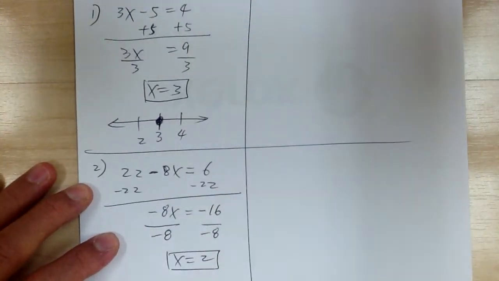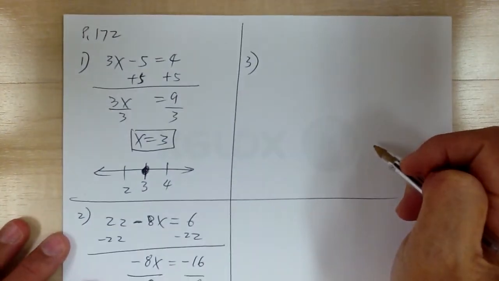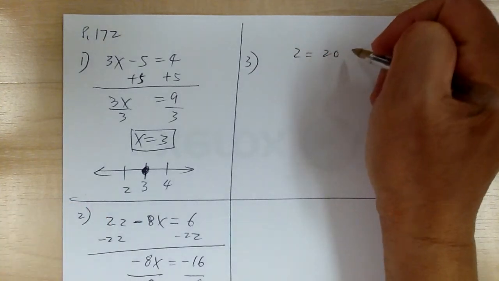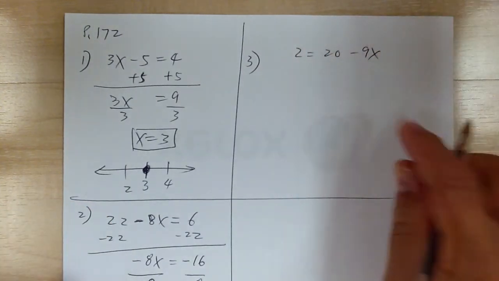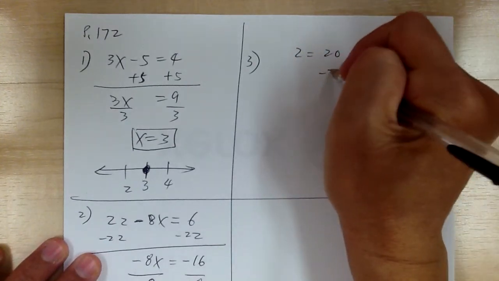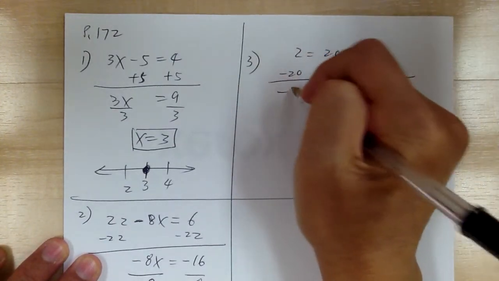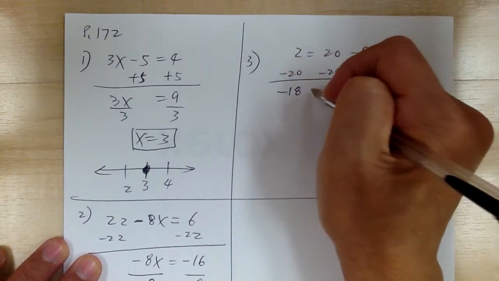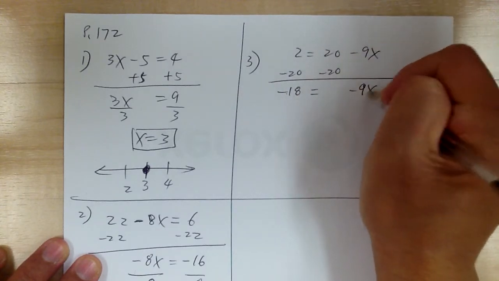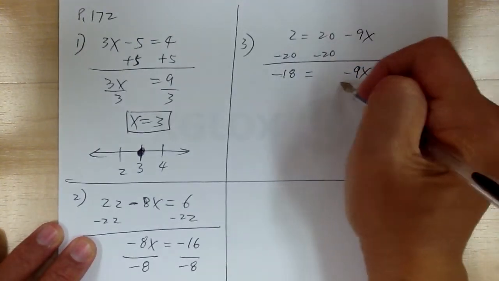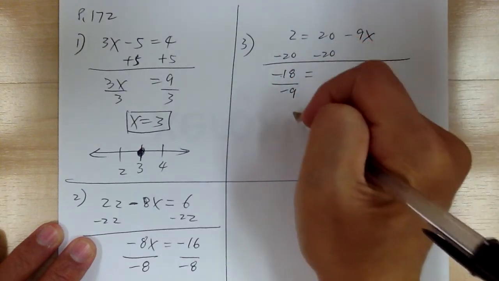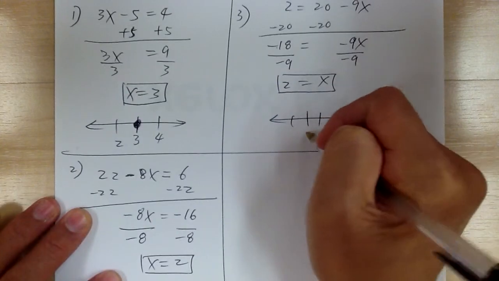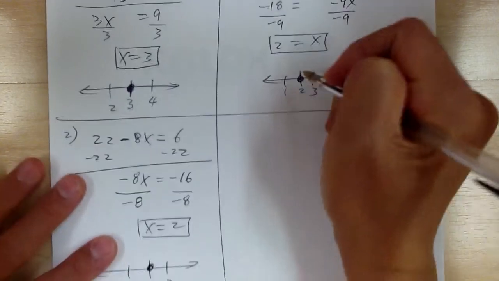Okay, let's go to number 3. Number 3, you have 2 equal to 20 minus 9x. So again, you're solving for x, so you have to get rid of all this stuff. So minus 20 on both sides. You got negative 18. So again, opposite signs, you subtract the numbers and you follow the sign of the higher number, right? So now you have to divide to get rid of that. So divide. So you got 2 is equal to x. And when you graph, it'll be 1, 2, and 3. So that's a dot over here.